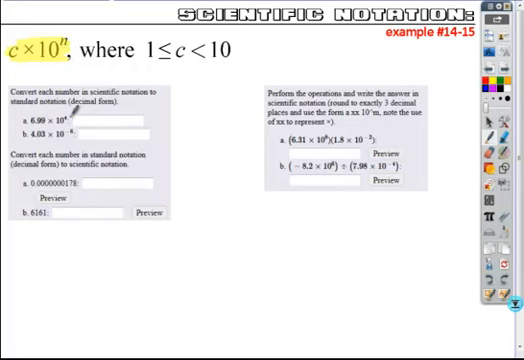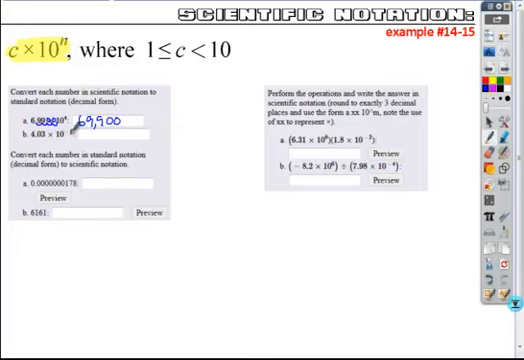So if we take this first example, we're multiplying times 10 to the 4. We're going to take this decimal point and move it 4 places to the right. So 1, 2, 3, 4. Fill each of these gaps with zeros, and that gives you your number, 699, 2 zeros. So that would be your solution.